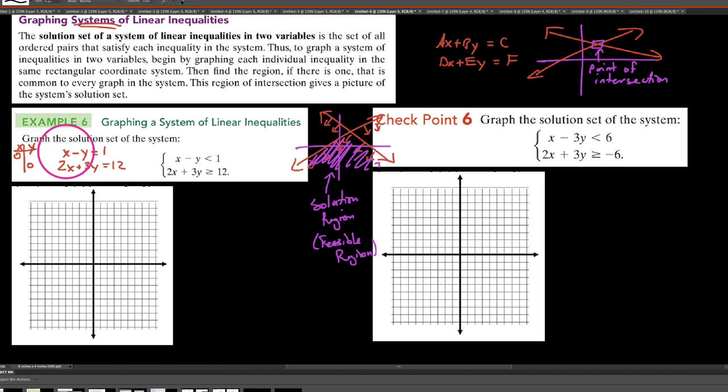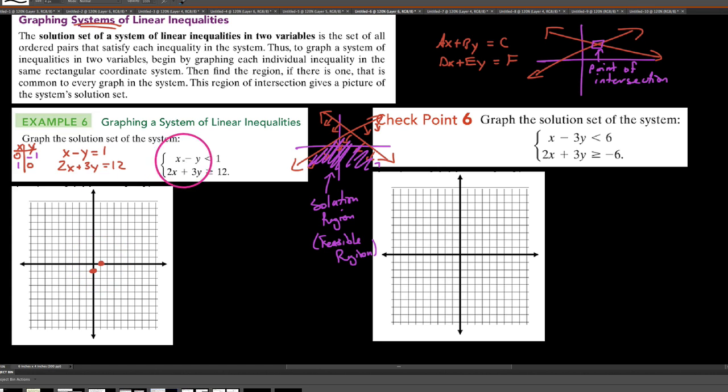If we plug in 0 for x, we get negative y equals 1, or in other words, y equals negative 1. And if we plug in 0 for y in the first equation, then we would get x equals 1. Those are our two intercepts. So to graph this one, it hits at (0, negative 1), a y-intercept of negative 1, and an x-intercept of positive 1.